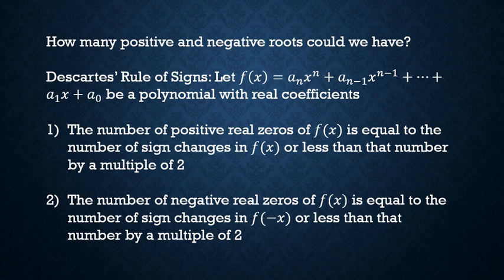So to figure out the number of negative real zeros, we're going to need to do a little bit of work, and then we'll come up with that second piece of information that we need. But we're going to go through a sample problem here. We're going to see how this works.